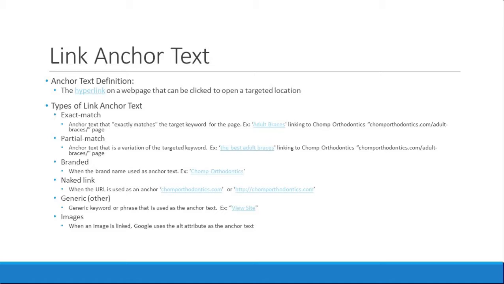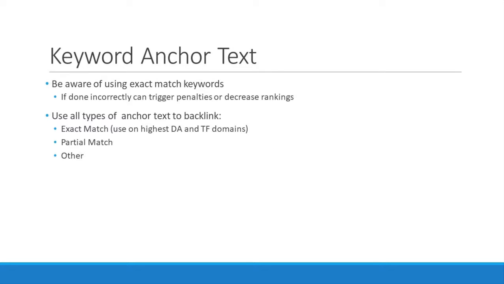And as we discussed earlier, the link anchor text is a big piece of this, and I'm not going to jump into it too much here as we went through this earlier, but you want to make sure that you understand the different types of links you get back. Exact match, partial match, branded, naked link, generic, images. Now note, you want to be aware of using exact match keywords too often. You want to make sure that what I do is that I use exact match on high authoritative sites.